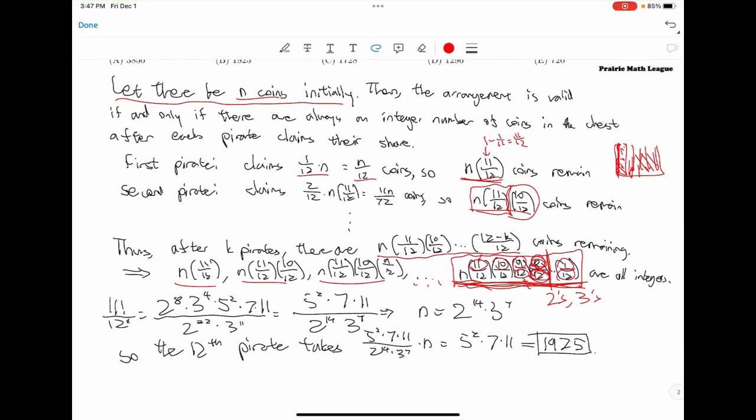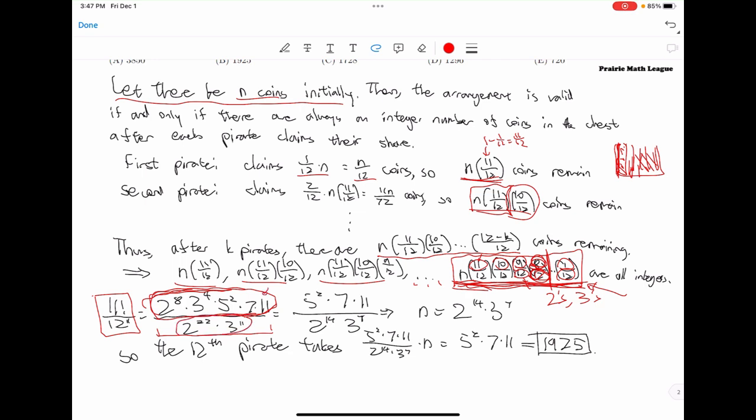Now, what is this number exactly? This is 11 factorial divided by 12 to the 11, because this is right before the last pirate takes the remaining coins. In other words, the number of coins that remains after the 11th pirate. So now we can evaluate this. For the numerator, you write down 11 factorial, prime factorize each of the factors, and multiply the prime factors together to get this.